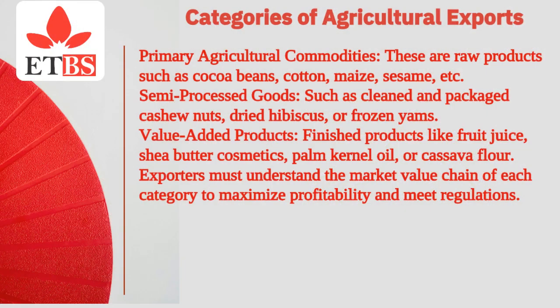Categories of agricultural exports: primary agricultural commodities. These are raw products such as cocoa beans, cotton, maize, sesame, etc. Semi-processed goods, such as cleaned and packaged cashew nuts, dried hibiscus, or frozen yams. Value-added products, finished products like fruit juice, shea butter cosmetics, palm kernel oil, or cassava flour. Exporters must understand the market value chain of each category to maximize profitability and meet regulations.